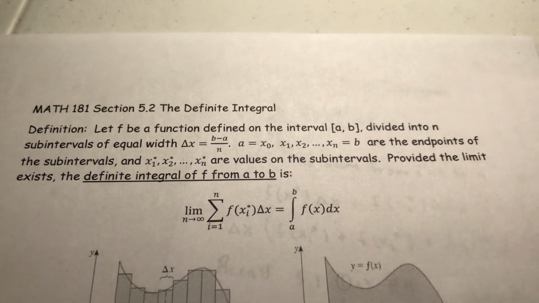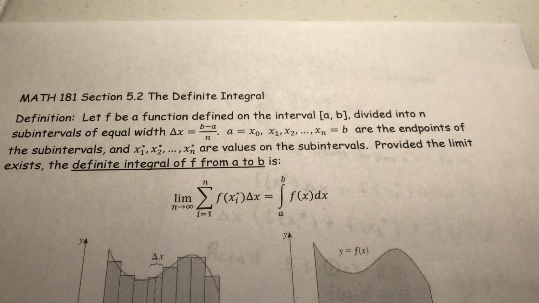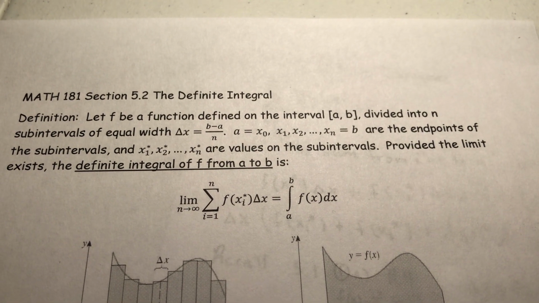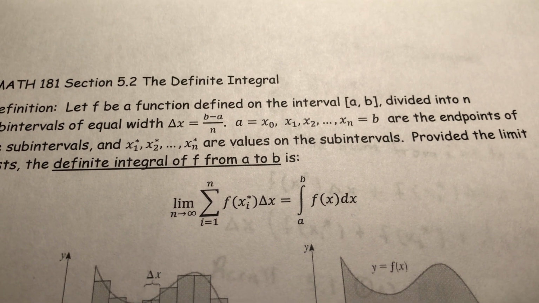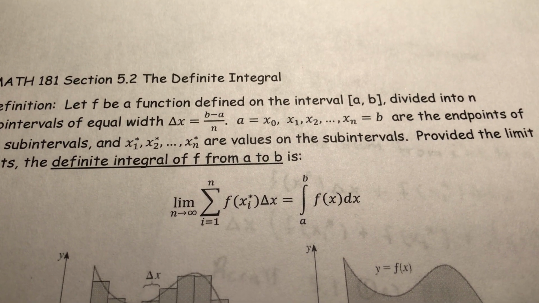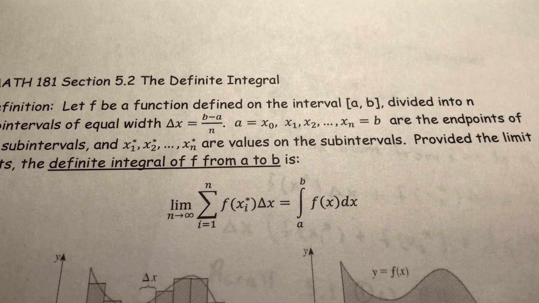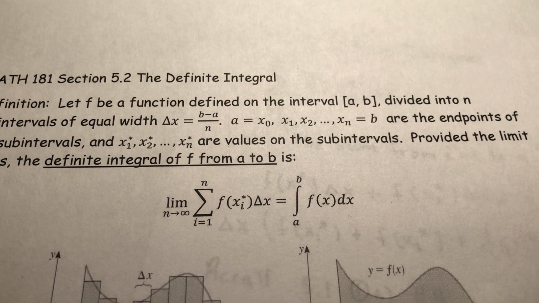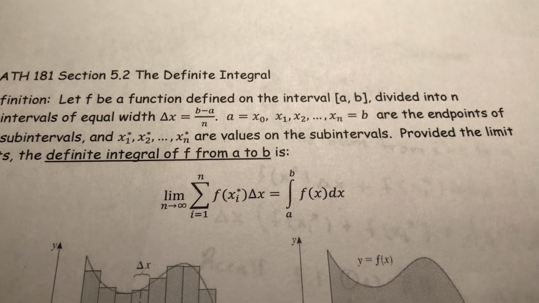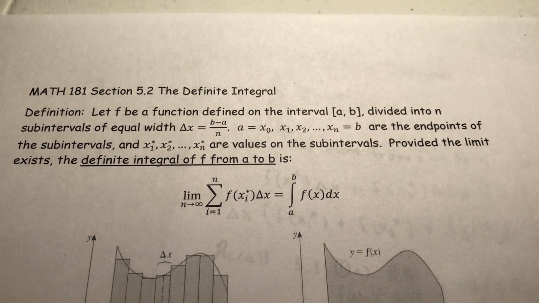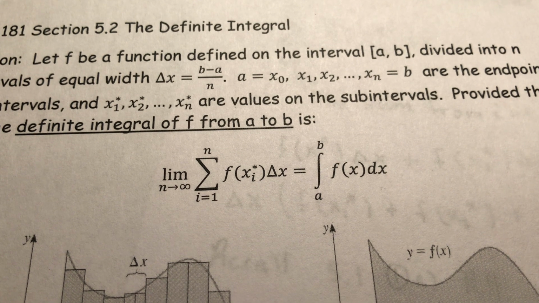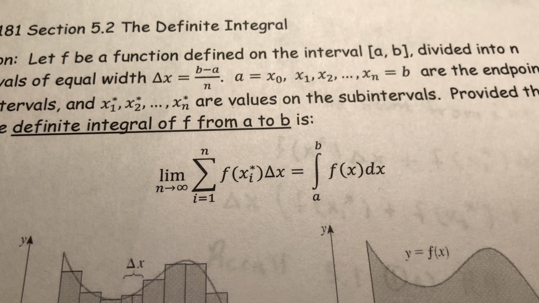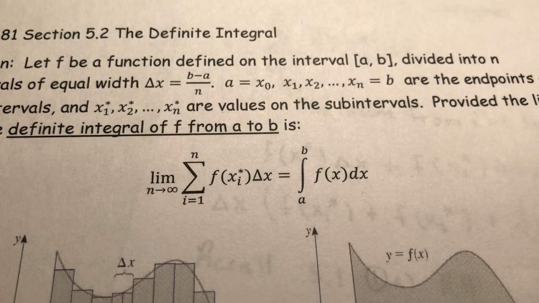Here it says, here's a definition: let f be a function defined on the interval a to b divided into n subintervals of equal width, delta x equals b minus a over n, where a is equal to x sub 0, then x sub 1, x sub 2, all the way to x sub n is equal to b, are the endpoints of the subintervals, and x sub 1 star, x sub 2 star, all the way to x sub n star are values on the subintervals.